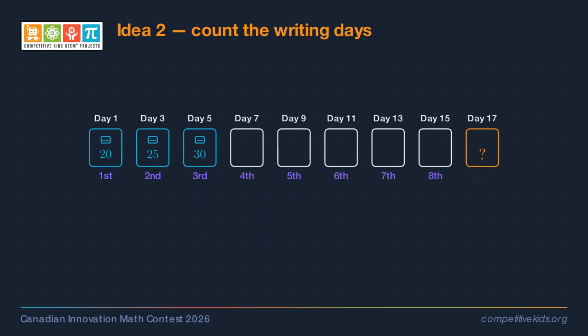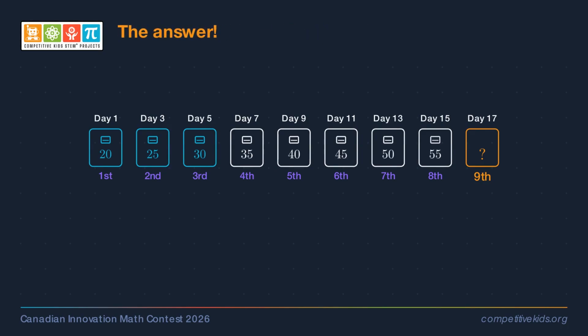Let's count them out. Day 7 is the fourth. Day 9 is the fifth. Day 11 is the sixth. Day 13 is the seventh. Day 15 is the eighth. And day 17 is the ninth writing day, so we need the ninth number in our pattern. Starting from 20 on writing day 1, we add 8 more times to reach the ninth. That's 20 plus 8 times 5, which is 20 plus 40, which is 60, so they write 60 cards on day 17.